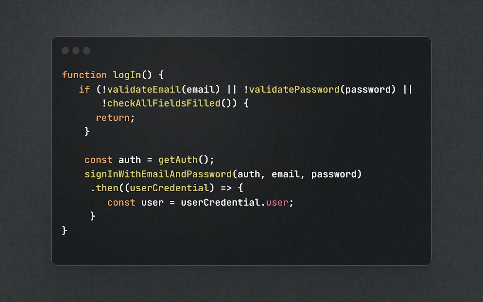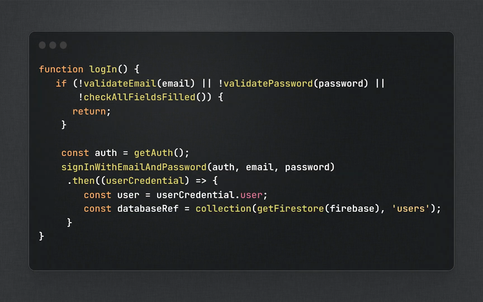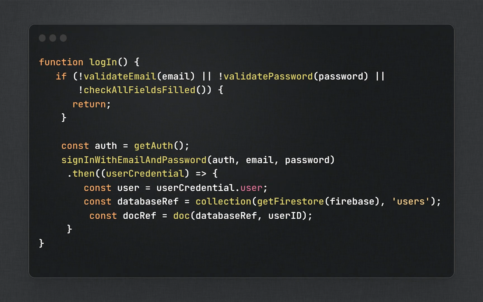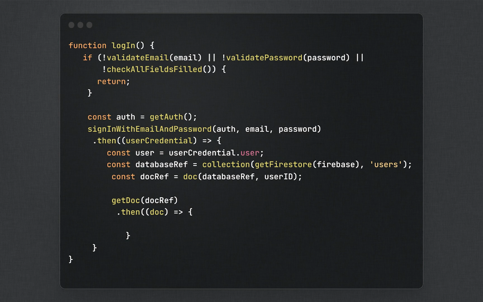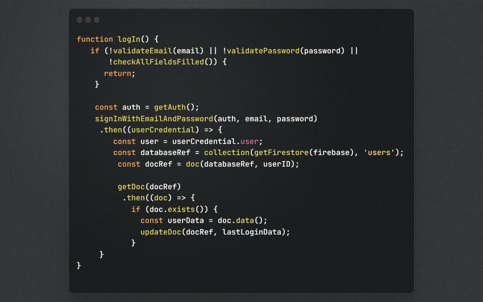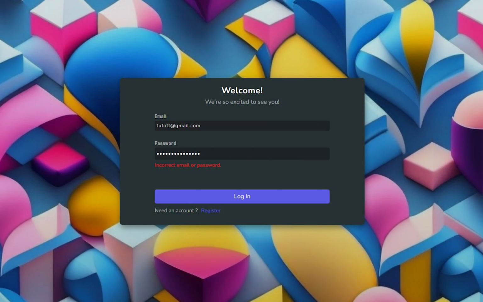Next, we store the user information in a constant, and what we do next is retrieve a reference to the users collection in the Firestore database using the getFirestore function. Then we add this line that creates a reference to a specific document in the users collection using the doc function. It combines the database ref, collection reference, and user ID to form the path to the desired document. Next, we add another promise callback that is executed when the document retrieval is successful. And lastly, we check if there is an account with that email and password. If there is, it logs you in. If there isn't an account with that email and password, we display an error message.